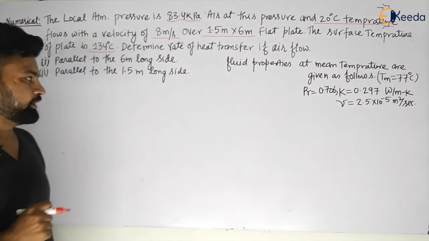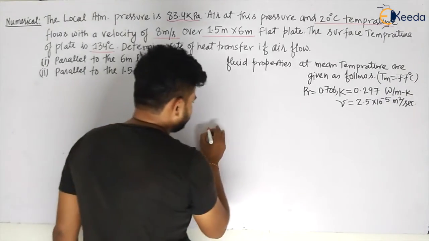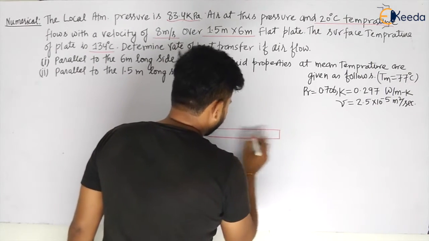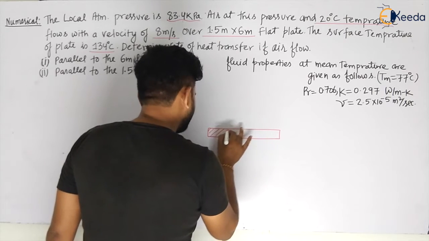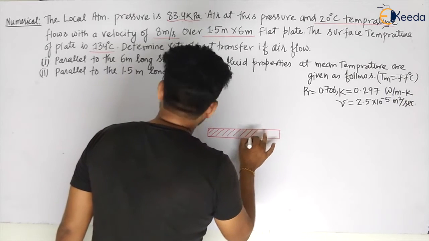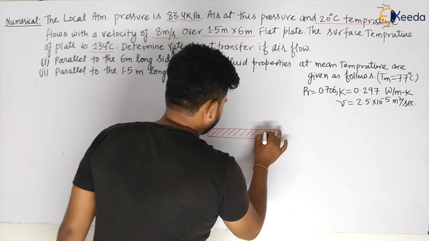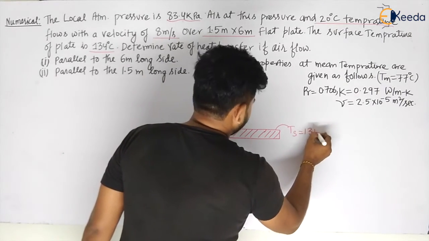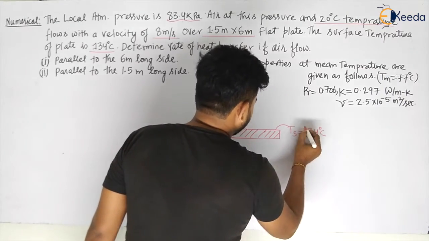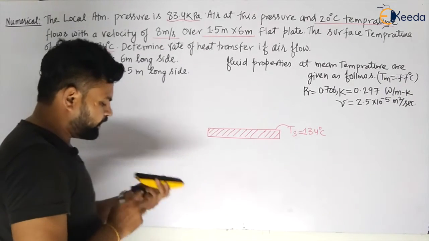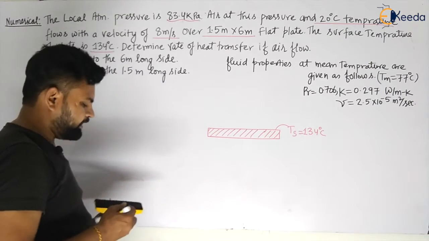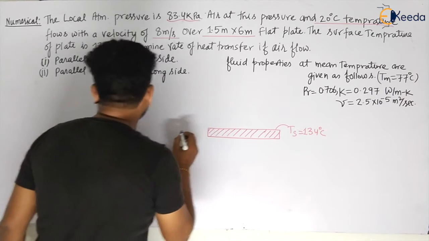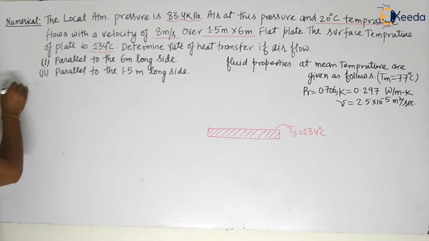So let us see, my dear students. So there is a hot plate, and this hot plate is having a surface temperature of 134 degree Celsius, my dear students, and air is flowing along this. Let us say I am taking the case first. Let us see the solution.